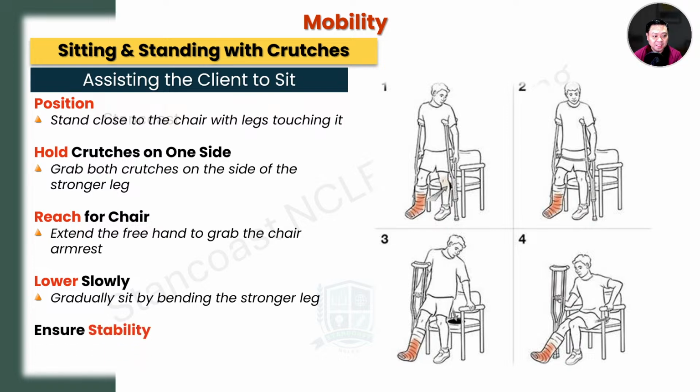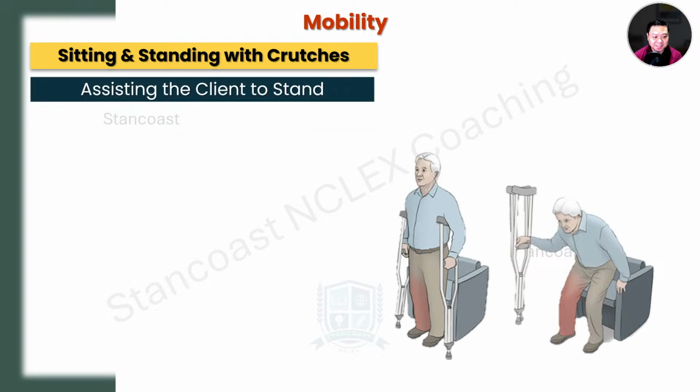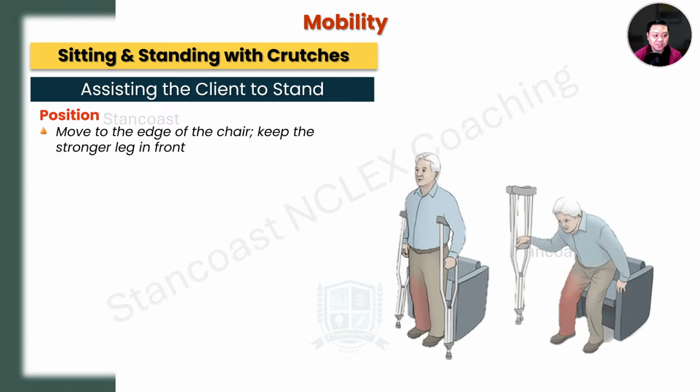Now, the next positioning here, when they're about to leave the chair, or when they're going to position themselves from a sitting to a standing position, your sequence should be like this. So it's exactly the reverse. You're going to allow the patient to position themselves. So you're going to help them move to the edge of the chair, or instruct them to move to the edge of the chair, and to make sure they keep their stronger leg in front. That is your P for the position.